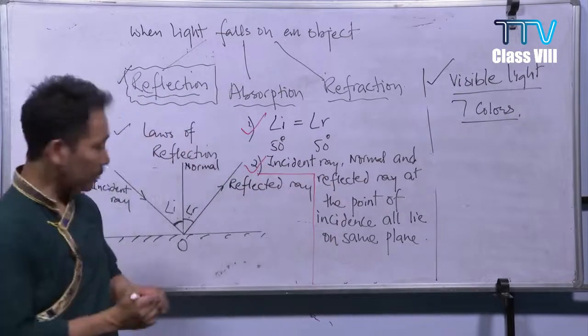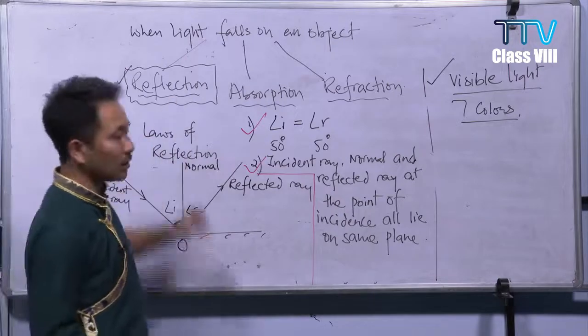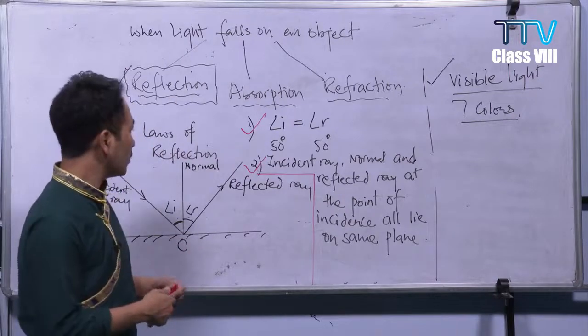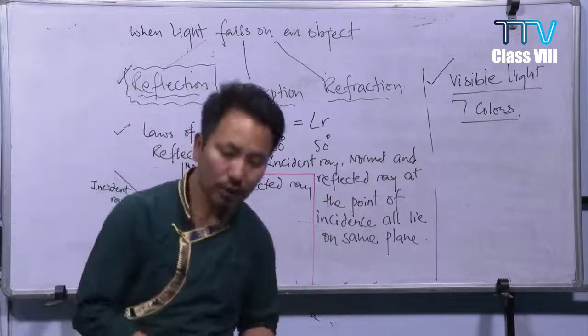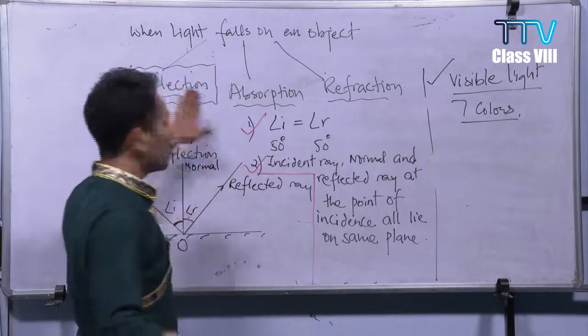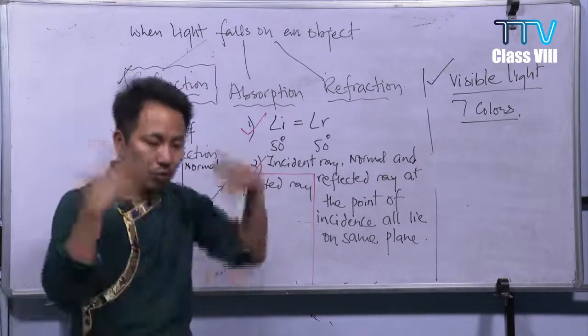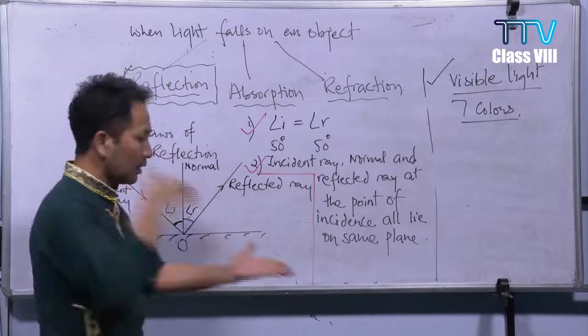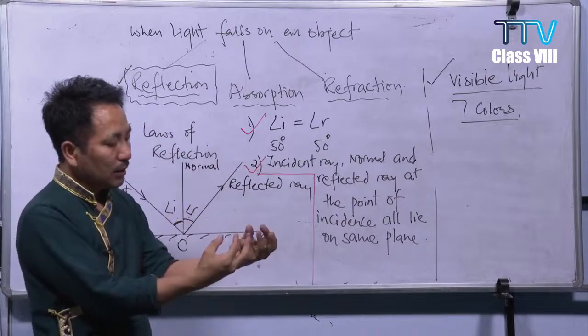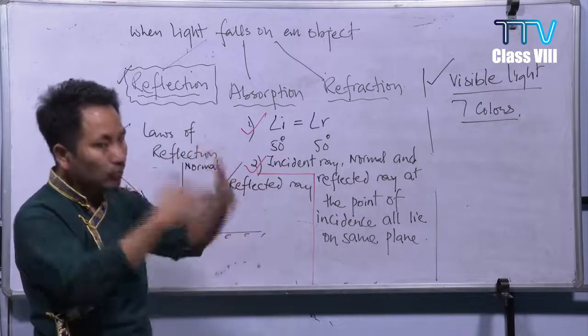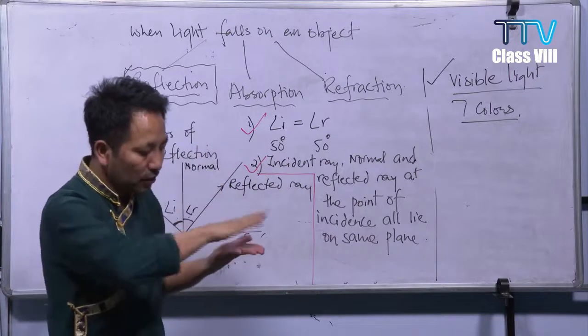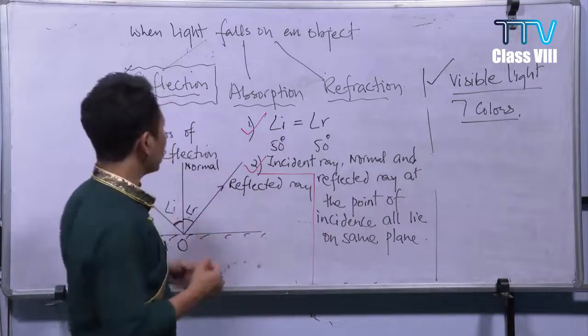These are the two laws of reflection. When light falls on a surface, some light gets bounced off from that surface of an object. That bouncing of light ray is called reflection.